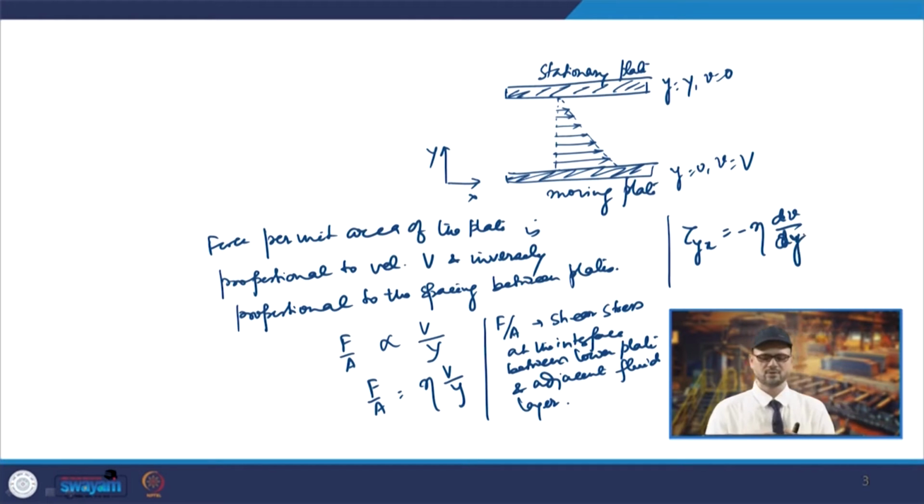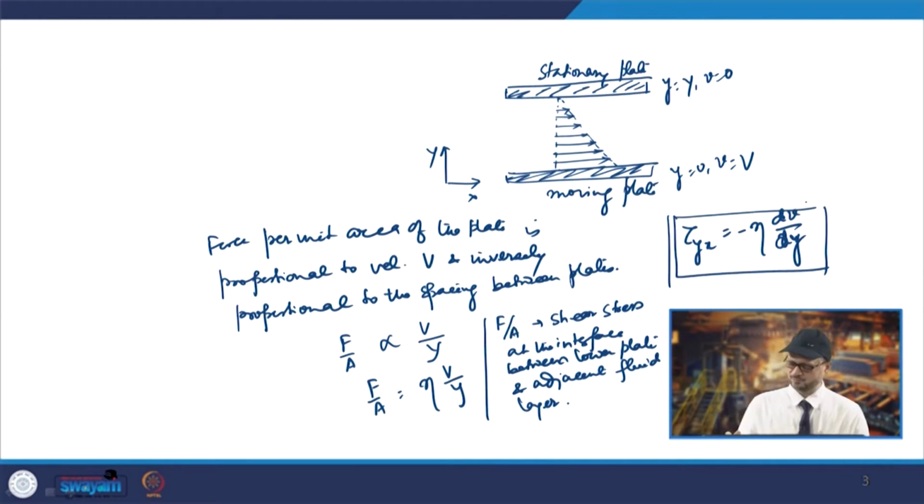As you are increasing y, the change in velocity is negative, that is why we write it with a minus sign in the differential form. So, tau yx is equal to minus eta dvx upon dy. This rule is known as Newton's law of viscosity, because it is defining this term eta, that is your viscosity.